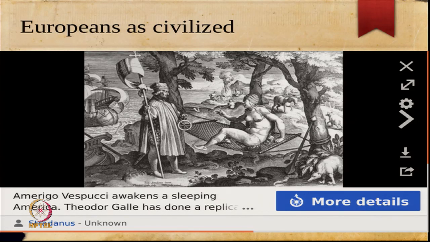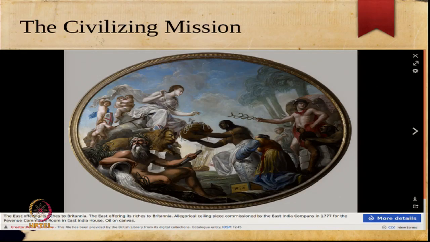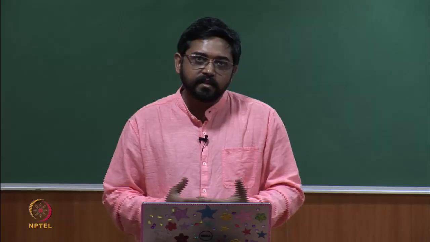Of course, Amerigo Vespucci is fully clothed, and behind lies the ship and the water, beyond the horizon lies Europe, and this is an image of the new land. These are all imaginative creations, right? And all these tropes lead into this overarching image of the civilizing mission. And within the civilizing mission, there is the logic of the natives accepting this civilizing mission or being grateful for it.